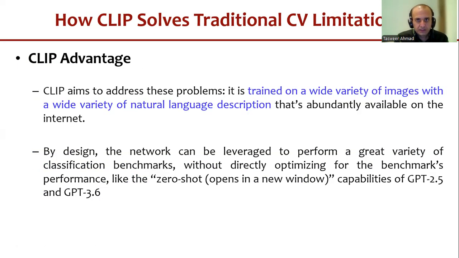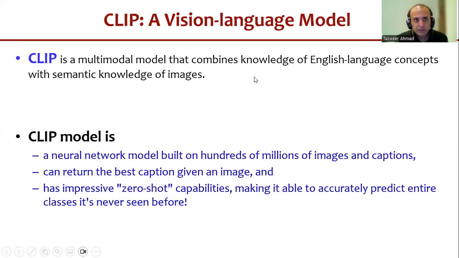This was the advantage of CLIP. Digging down into the CLIP model, it is a model that combines English language semantic concepts with semantic knowledge of images. The CLIP model is a neural network built on hundreds of millions of images and captions. It can return the best captions for an image, and it has impressive zero-shot capabilities that make it unique.